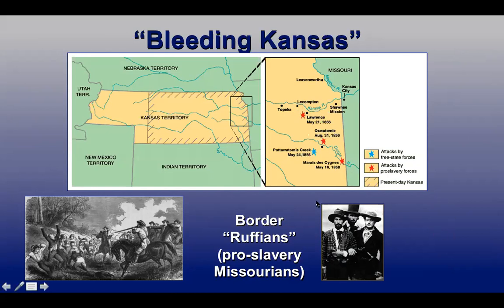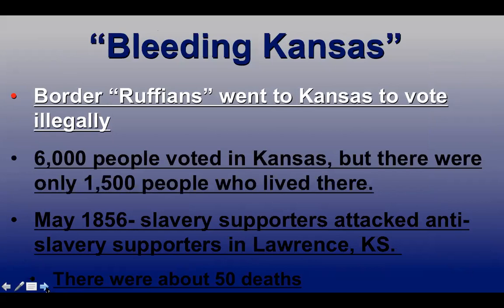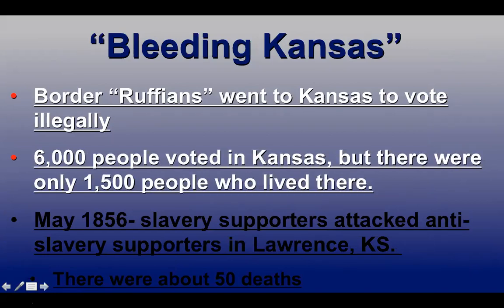So supporters of both sides go to vote. Border ruffians, these people here, are pro-slavery Missourians who live right near the border. They go over into Kansas and vote in Kansas in their election to decide whether Kansas is going to be a free state or slave state. So these border ruffians not only attack your anti-slavery groups, but they also go into Kansas and vote illegally. The results come out, and 6,000 people voted in Kansas. But the funny part here is there are only 1,500 people in Kansas who can actually vote. So how does that work?